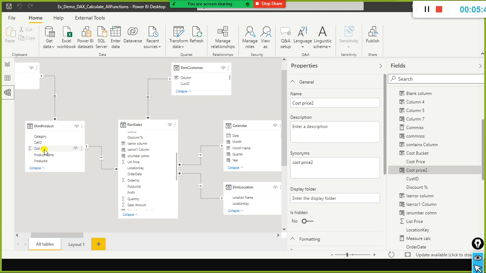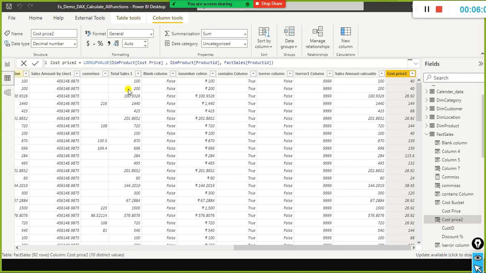price. But here, even if you remove the relationship, it will work. But in the case of the related function, it requires a relationship between the tables. If you don't have the relationship, the related function will not work. Even that is somewhat similar to the lookup function, but the syntax is a little bit different. Related function, you need to use it, that's all.